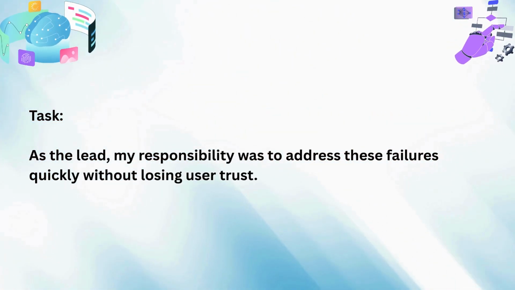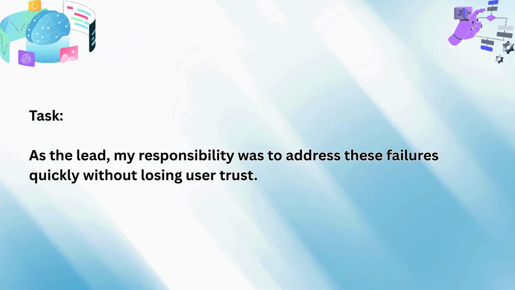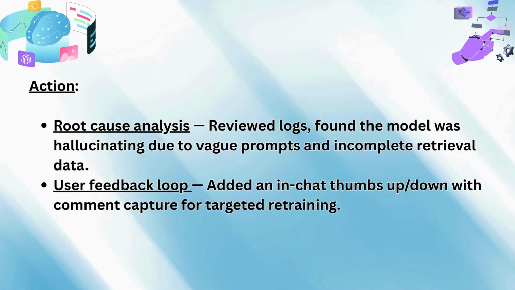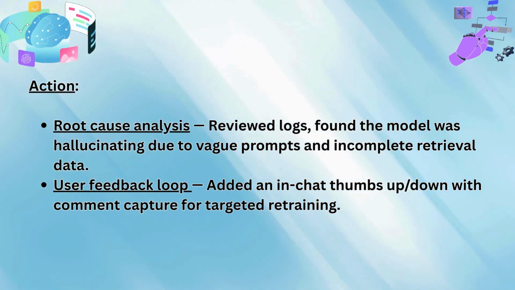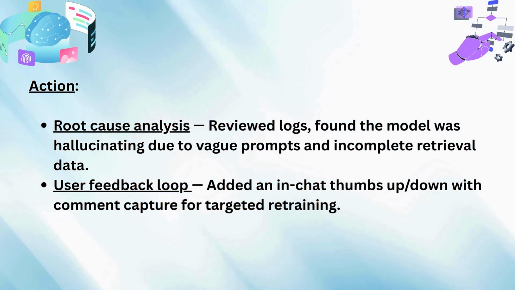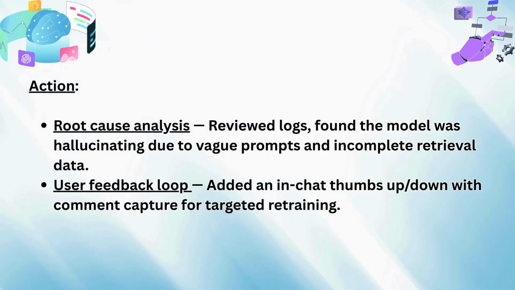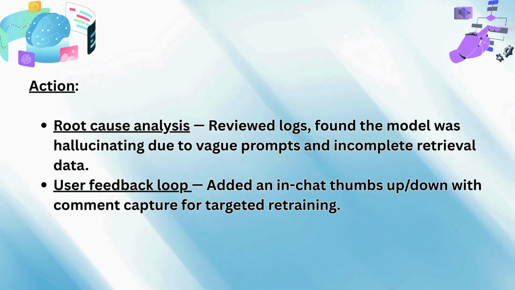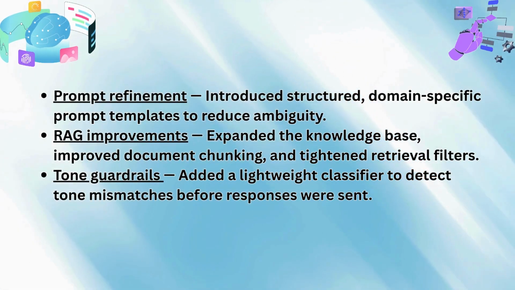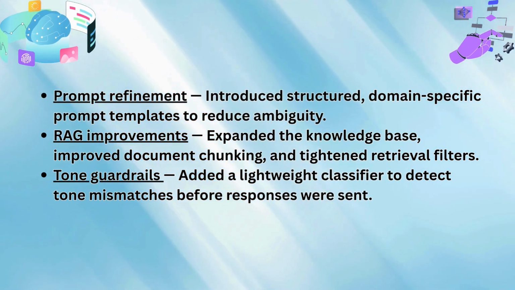Task: as the lead, my responsibility was to address these failures quickly without losing user trust. Action: root cause analysis. Reviewed logs. Found the model was hallucinating due to vague prompts and incomplete retrieval data. User feedback loop: added an in-chat thumbs up/down with comment capture for targeted retraining. Prompt refinement: introduced structured, domain-specific prompt templates to reduce ambiguity.